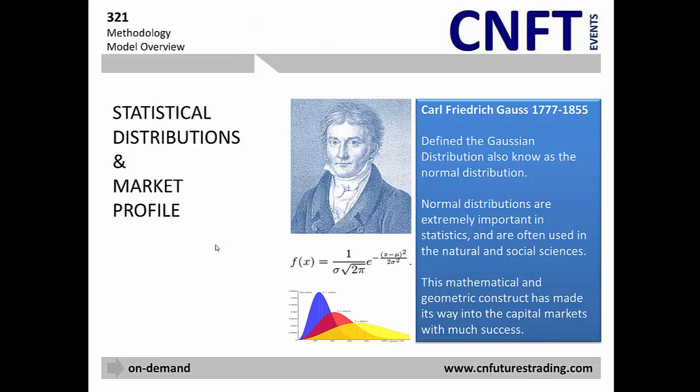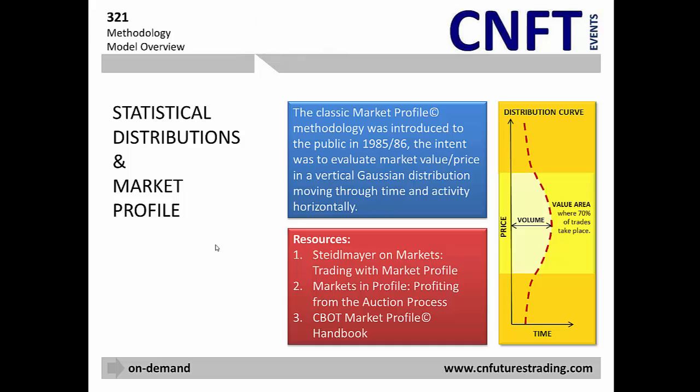Friedrich Gauss was the originator of what was called the Gaussian distribution back in those days, which is now called a normal distribution. Normal distributions are extremely important to statistics and are often used by the natural and social sciences to organize and examine the data. This mathematical and geometric construct, the market profile, has made its way into the capital markets with much success. The classic market profile methodology was introduced to the public in 1985-86. The intent was to evaluate market value and price in a vertical Gaussian distribution moving through time.